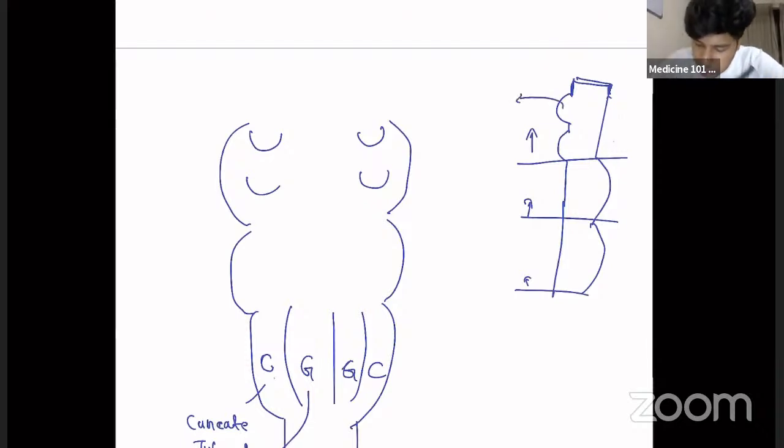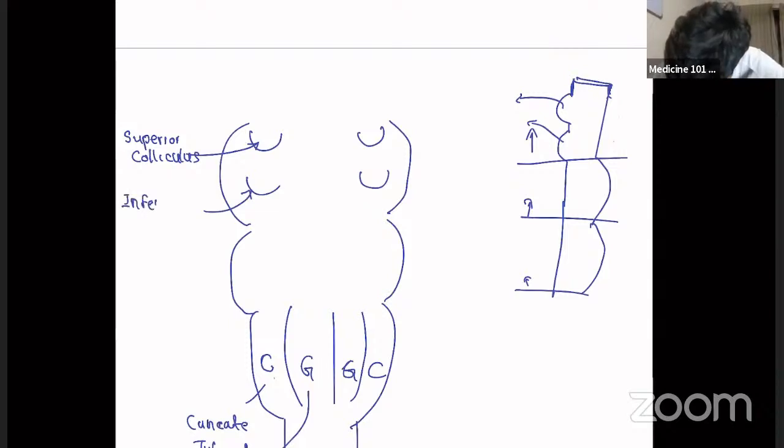What are these two structures? It's called the superior colliculus. Superior colliculus. Yes. And inferior colliculus. Yes, nice. One is for vision, the other one is for hearing. Which is for vision? Superior. Yes, it's for vision, while the inferior is for hearing.